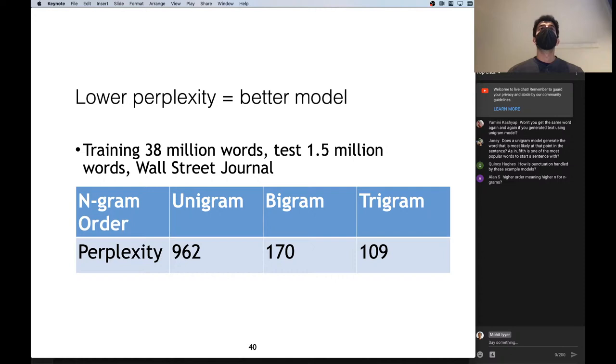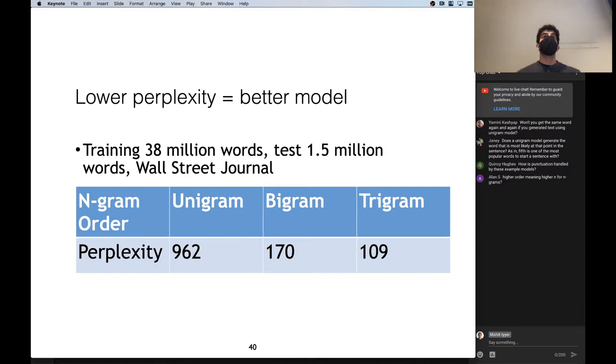So if you think about it, in a unigram model, this model is saying that at any point in the test sequence, there are about 962 equally valid options to choose from. And again, this comes purely from the frequency of those words, right?